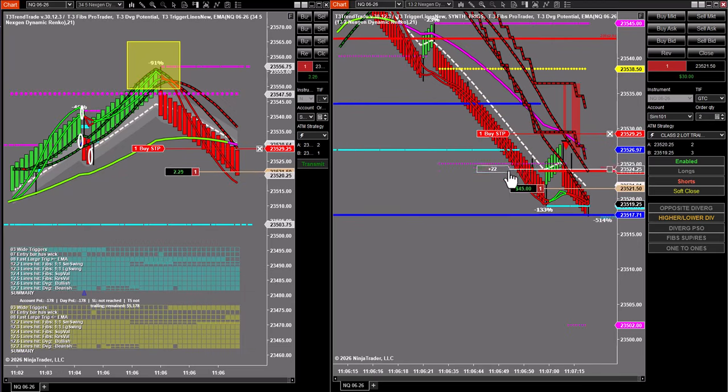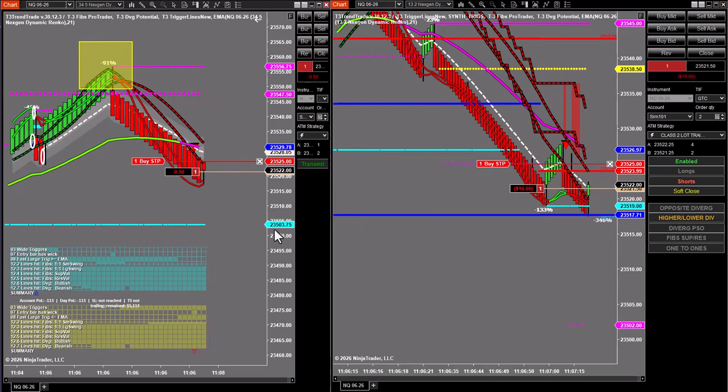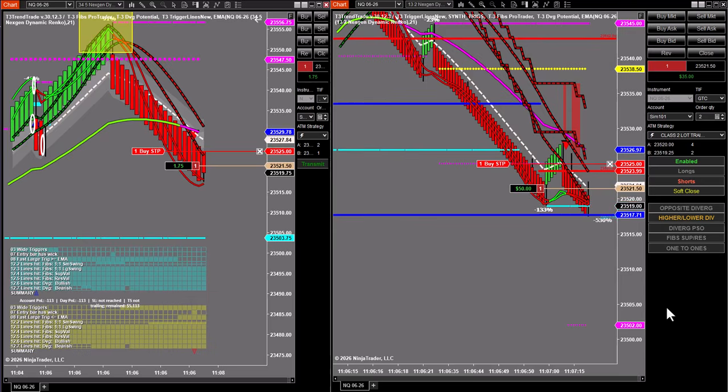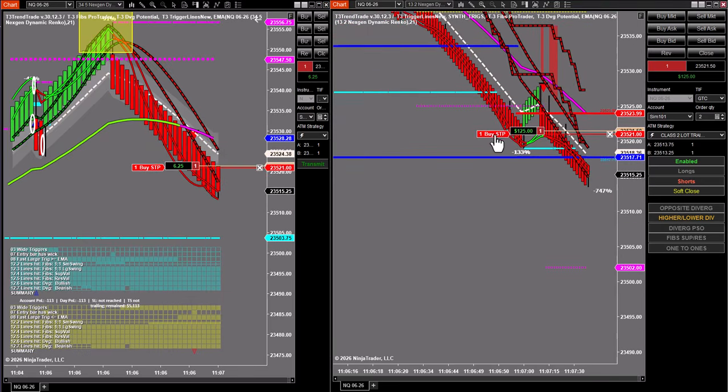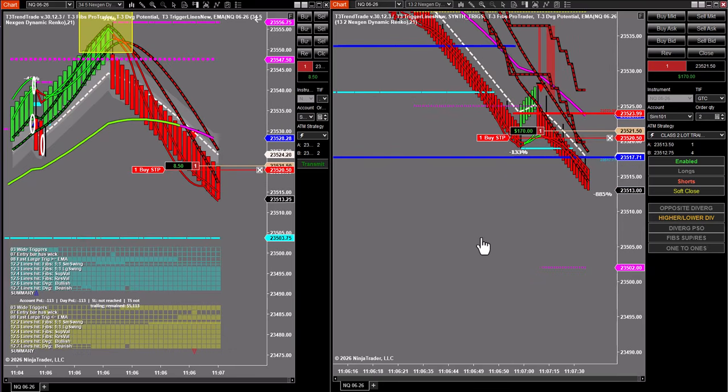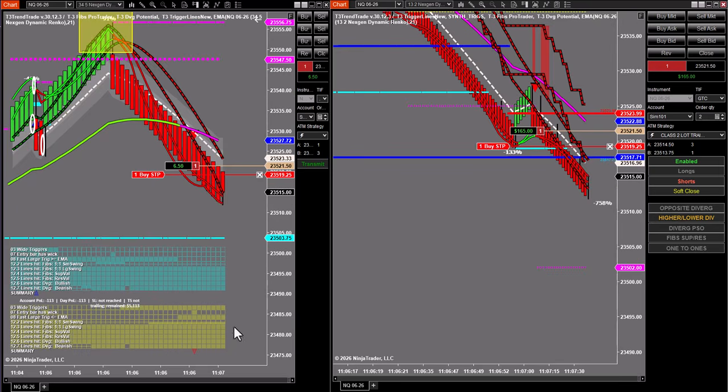Anyway, we don't really want to risk too much with that, do we? All right, we got a little runner action going. We'll see if they keep going. So we can't really lose any more on this one. We can make a little more.